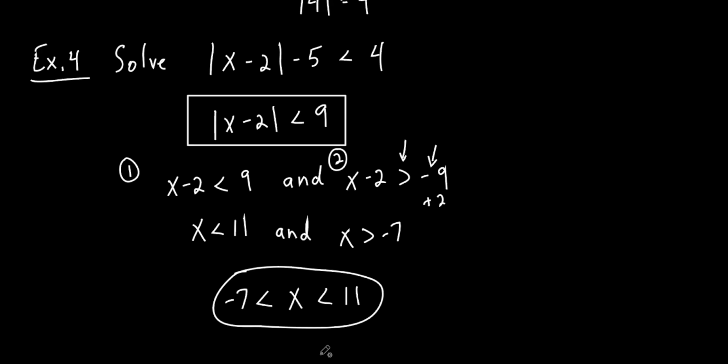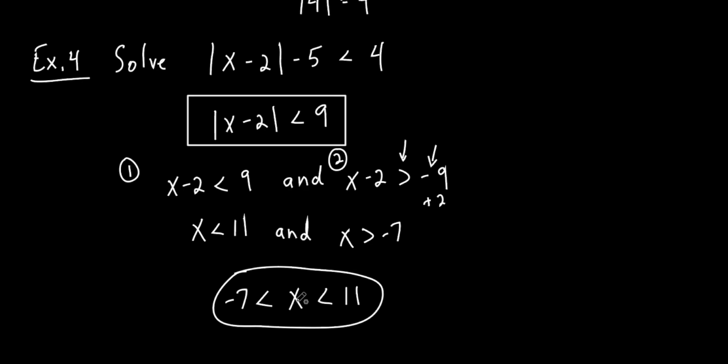All right, so give me a number between negative 7 and 11. 20? You said 20? Oh, you said 1. I'm sorry, I thought you said 20. I heard 2 first. So let's put a 2 in for this. All right, so watch. Let's do a check. Put a 2 in for this. 2 minus 2 is? 0. Absolute value of 0 is 0. Is 0 less than 9? Yes. So yeah, 2 works.